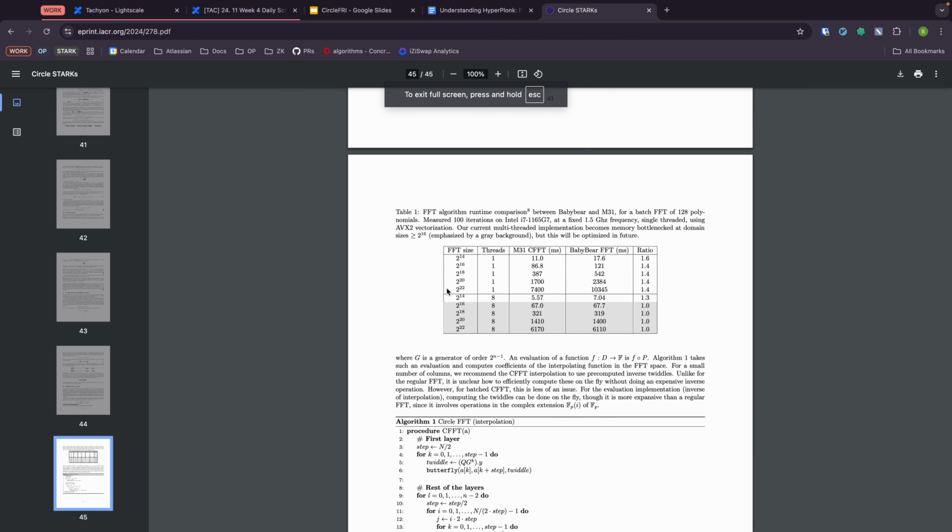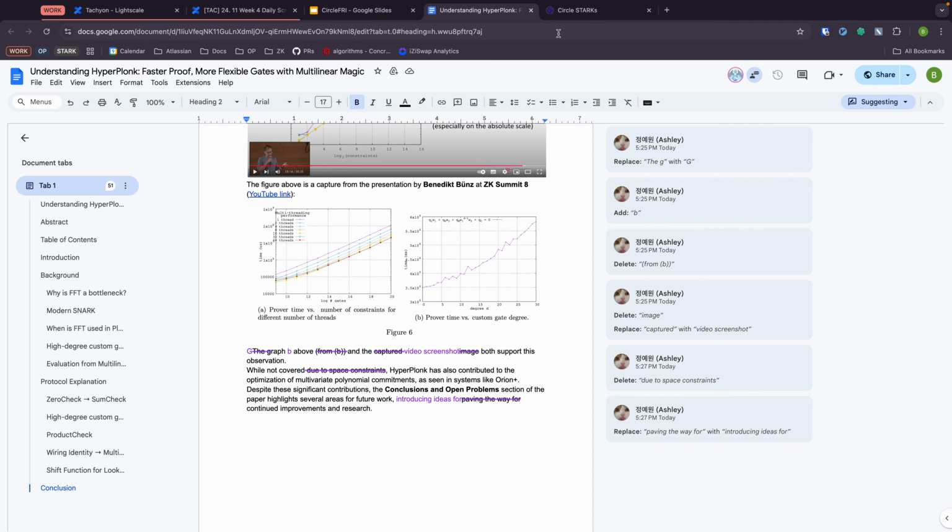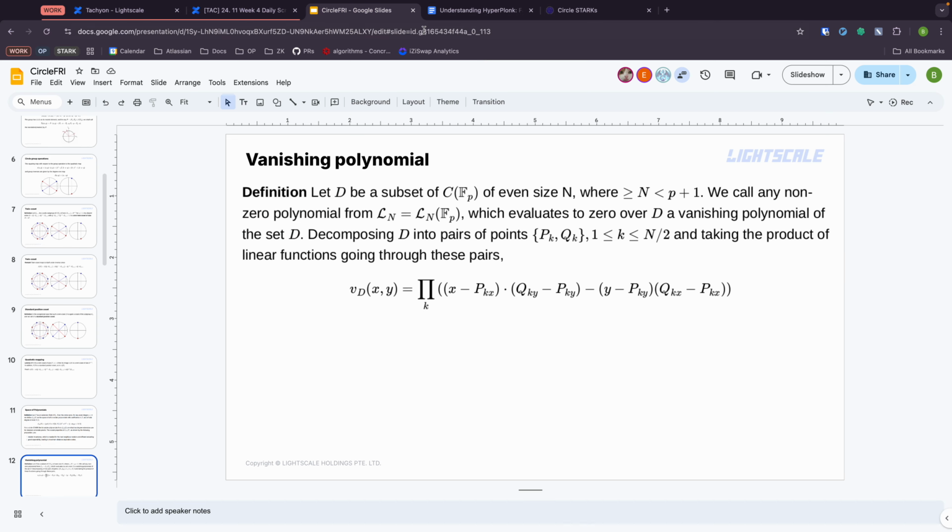Then what do you mean by even size n? Otherwise, we can't really divide into pairs, right? Let D be a subset of even size n. Yes, the top first line: the size of D is even. Okay. Then this shows that there exists a vanishing polynomial.